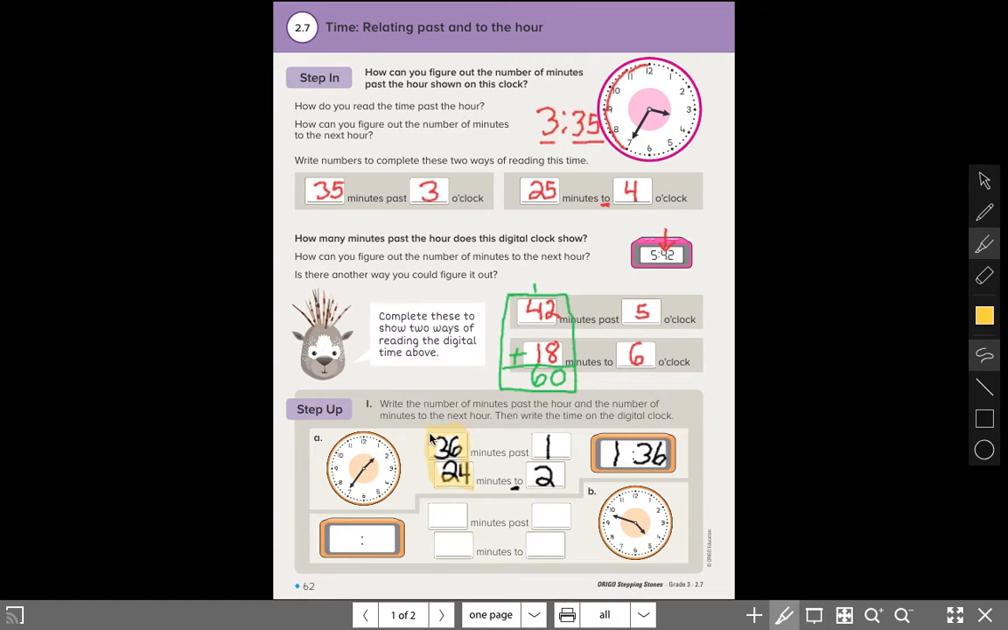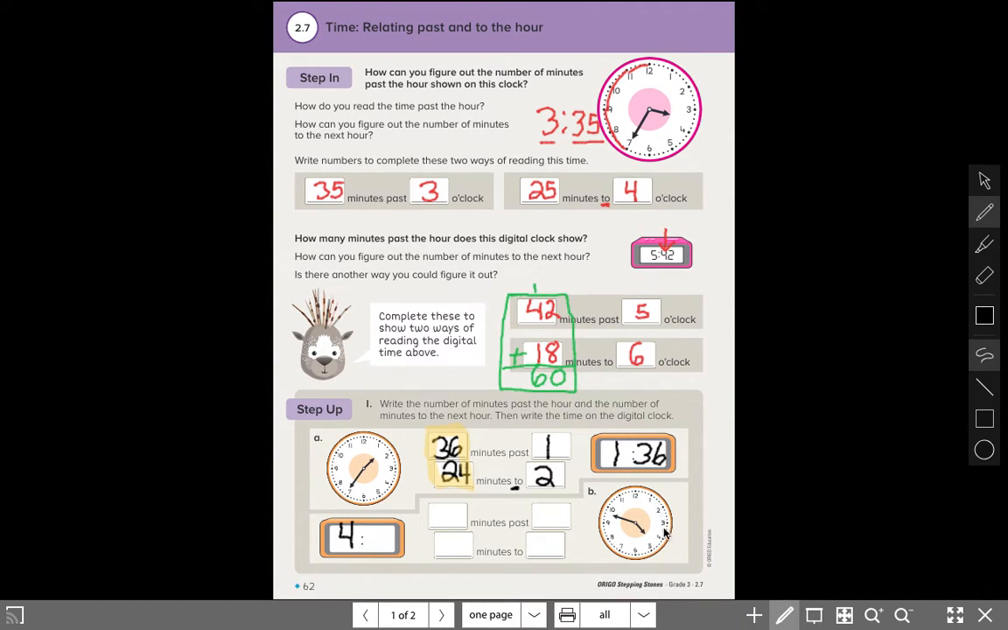Okay, look at the second part down here. Again, if you want, look at the clock first and write the digital time over here. So it's between the 4 and the 5. It's not quite to the 5 yet. So it's 4. Up here at the 12 would be right at 4 o'clock.